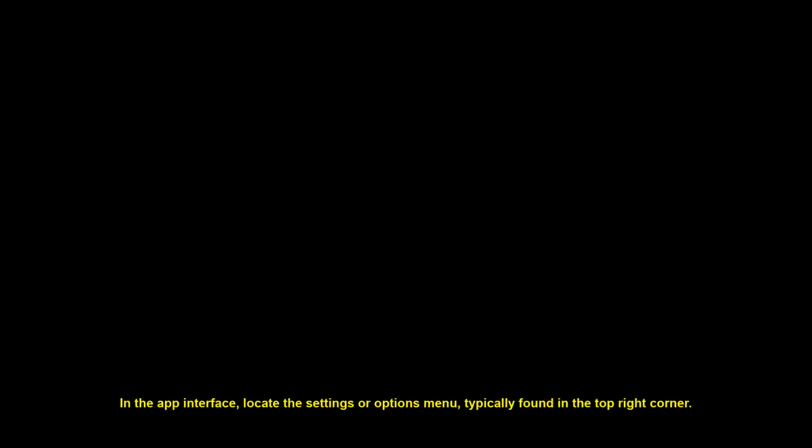In the app interface, locate the Settings or Options menu, typically found in the top right corner. Within the settings, find the option that allows you to uninstall or remove the app. Confirm that you want to uninstall the app when prompted. After confirmation, wait for the uninstallation process to complete.